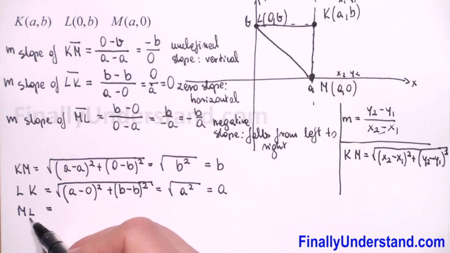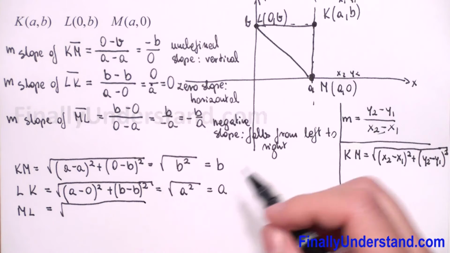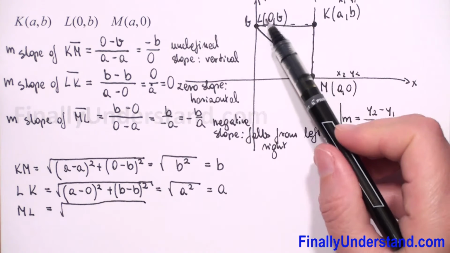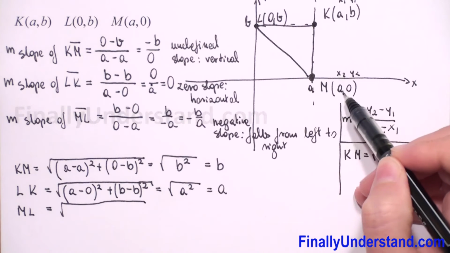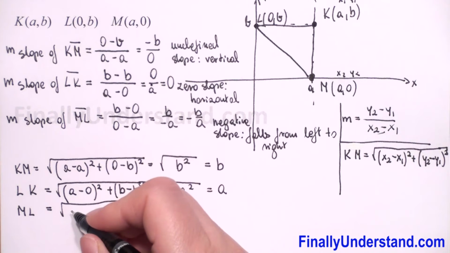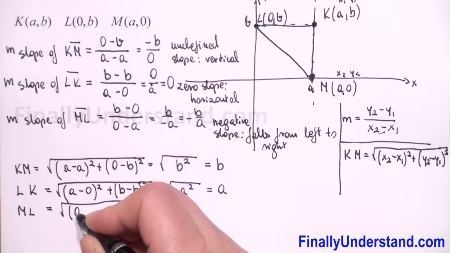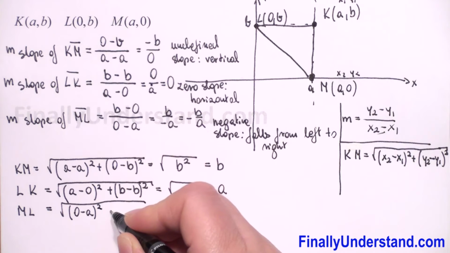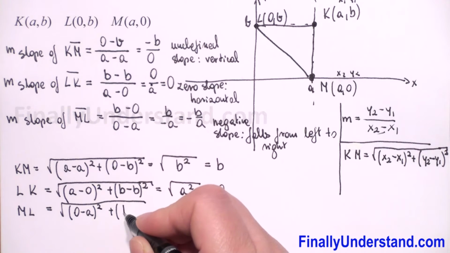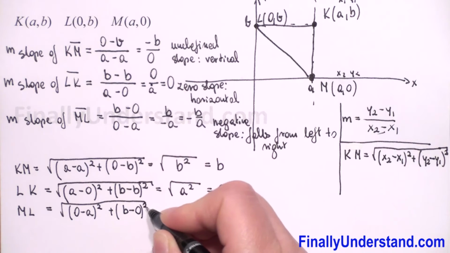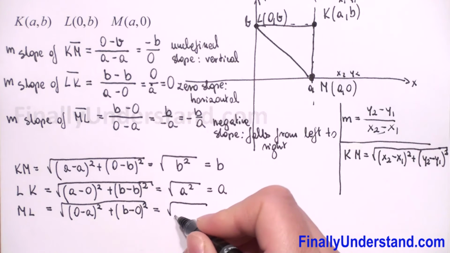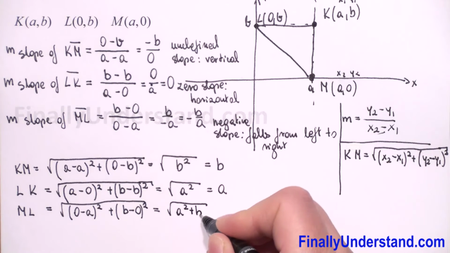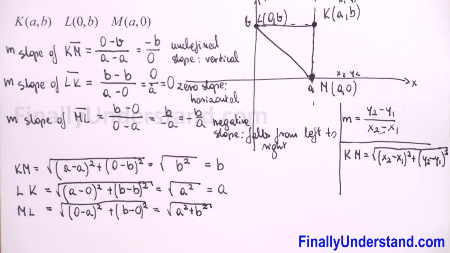And now we have to find ML. The last is L, so it means that from coordinates of point L we have to subtract coordinates of point M. So we have the square root of (0 minus A) to the second power plus (B minus 0) to the second power. So this is equal to the square root of A squared plus B squared.